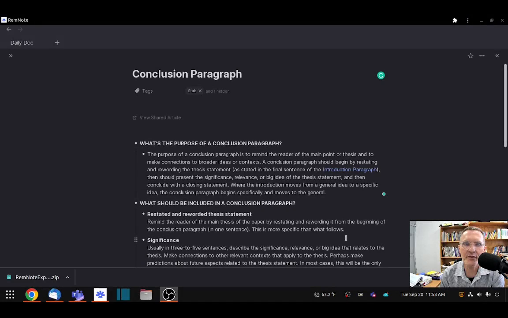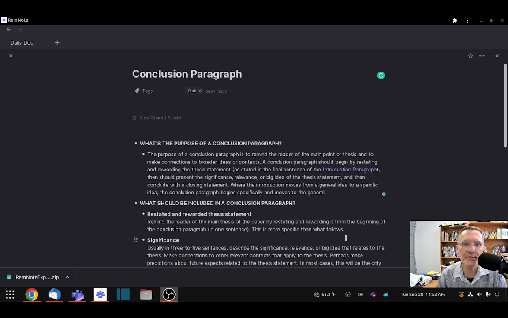When writing a 5-paragraph essay, we want to conclude with a conclusion paragraph. Now, in the introduction paragraph, we talked about moving from the general to the specific, starting with a hook, providing some kind of background information, leading to a more specific idea that is the thesis statement.